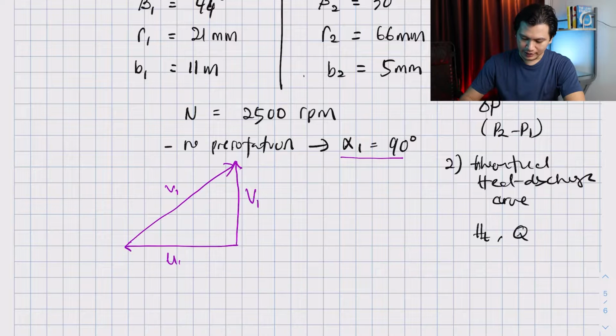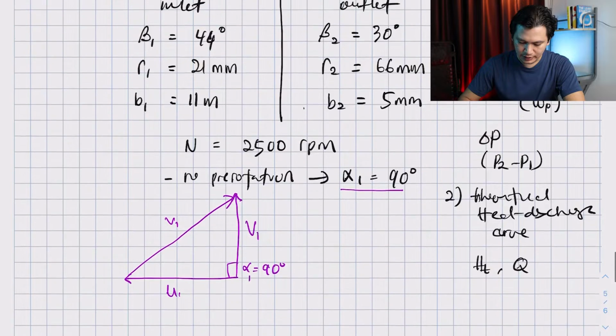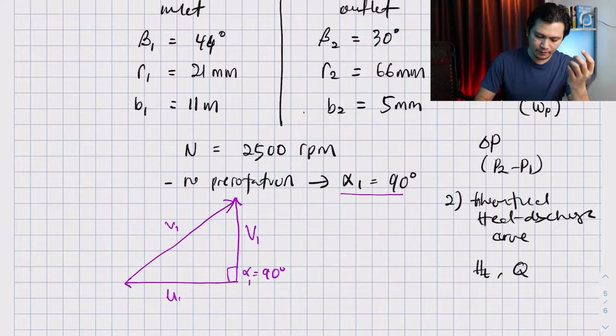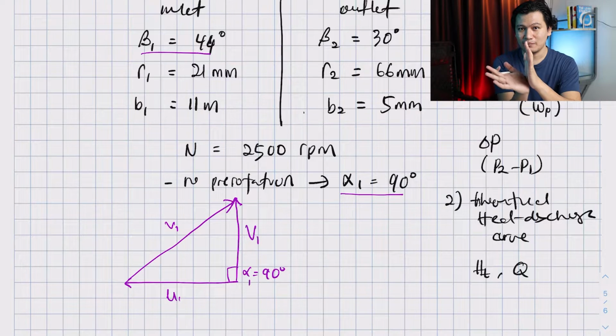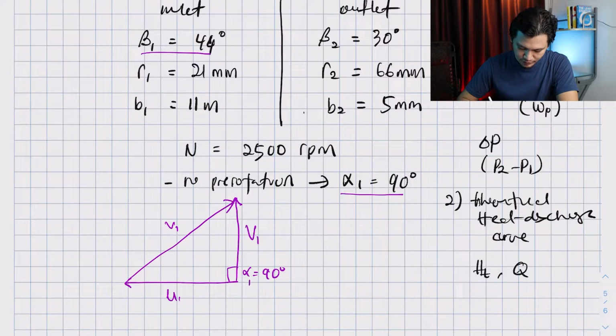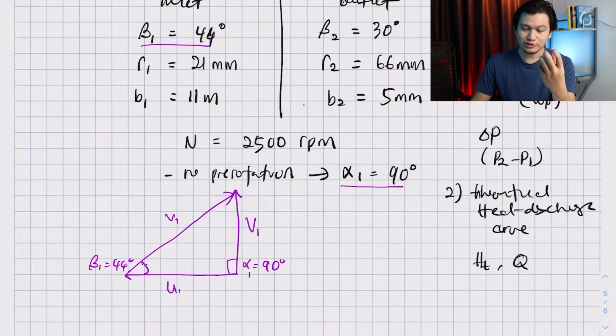Okay, and this is your alpha, which is, let me label it here, equal to 90 degrees. This is alpha 1, and we know that beta 1 here is 44 degrees, and beta is the relative flow angle, which is the angle between the relative velocity and the blade speed. So beta 1 is actually here, 44 degrees. I think you can see it. You have the rotational speed and you have the radius at inlet, so you can easily find U1, right? But we will find it later, okay?